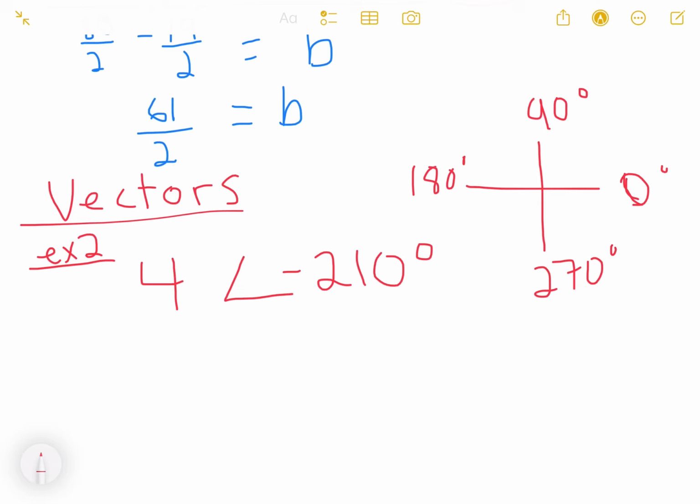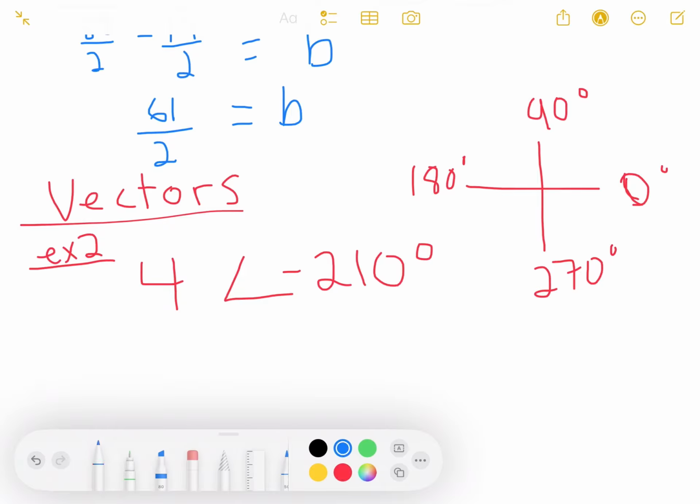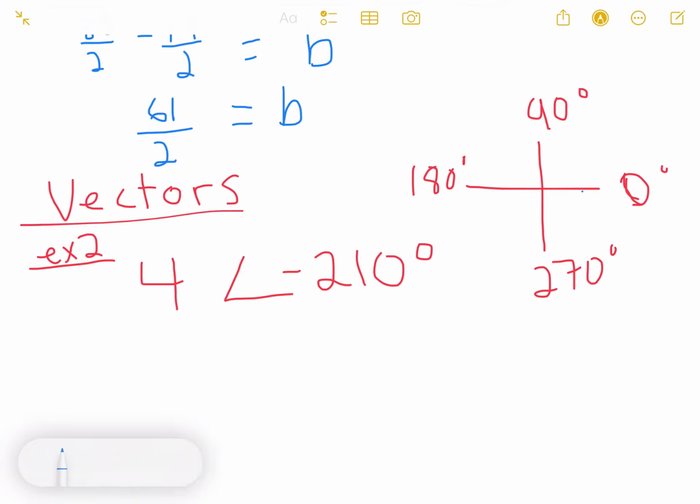But either way, if I'm facing different directions, let me just draw. Minus 210, let's think about what minus 210 means. Well, minus 210 means I'm going backwards from 0, so I'd be going like this. That's minus 180. Minus 210 means I'm somewhere over here, and I have 4 for my length, but the angle is minus, right? So what am I going to have to do?